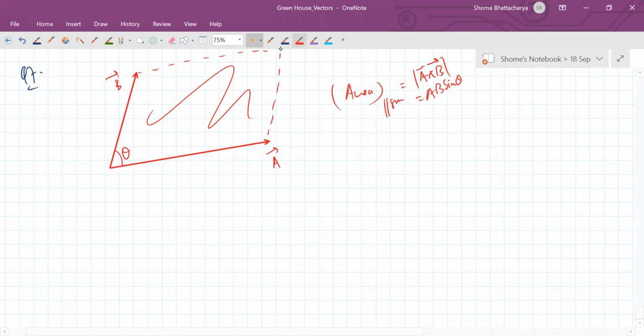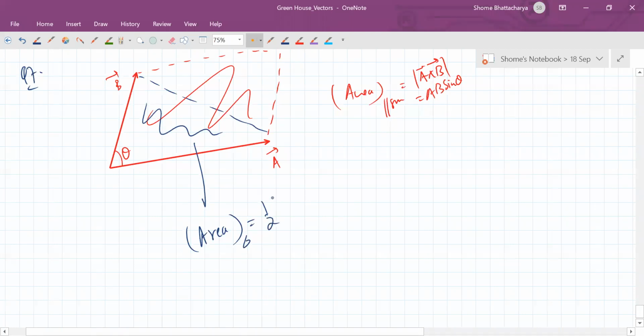Okay. So therefore now if you want the area of the triangle, just this triangle, the area of the triangle becomes half of mod of A cross B. Okay. So this is what we want to do here.